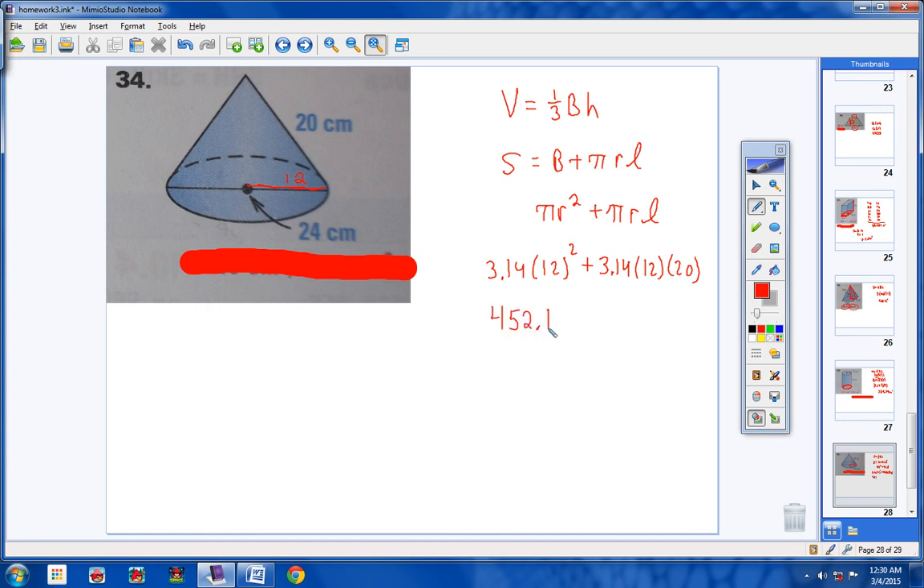452.16. Plus, now, we have 3.14 times 12 times 20, and that will give you 753.6, okay? Now, let's add those two numbers together quickly, and we're going to get 1,205.76, and of course, we're rounding to the nearest whole number, so 1,206.